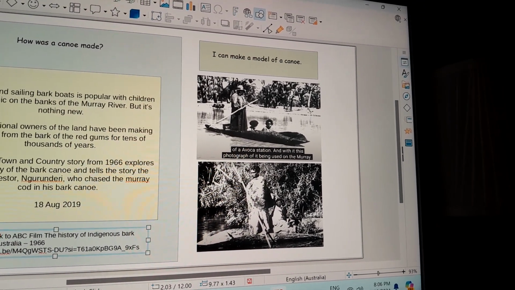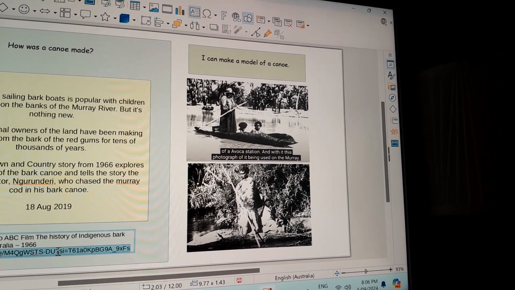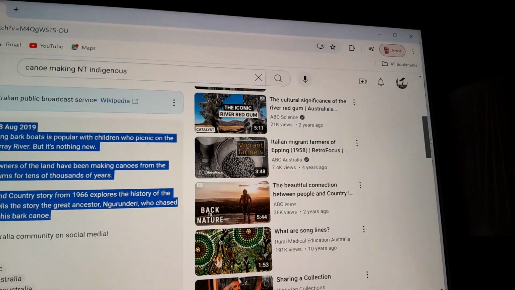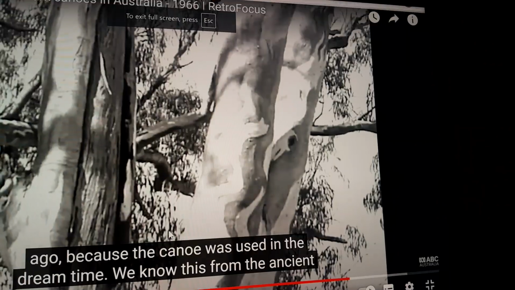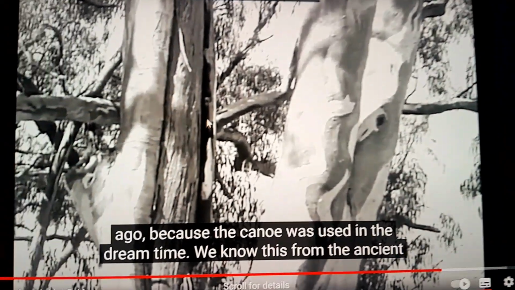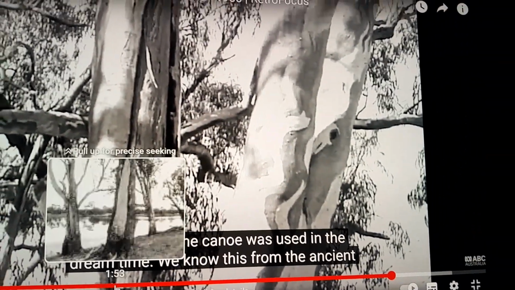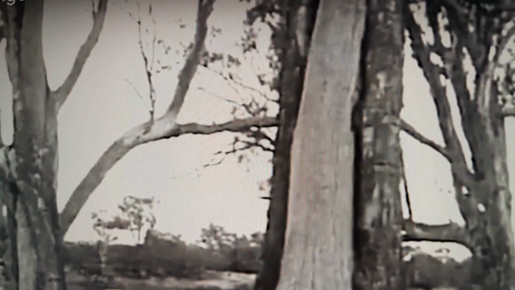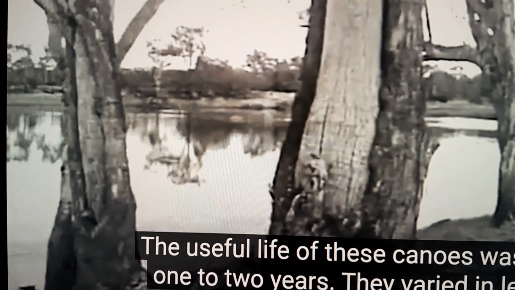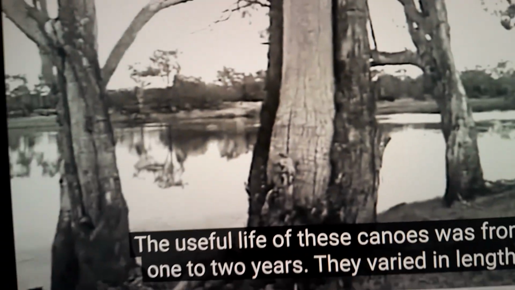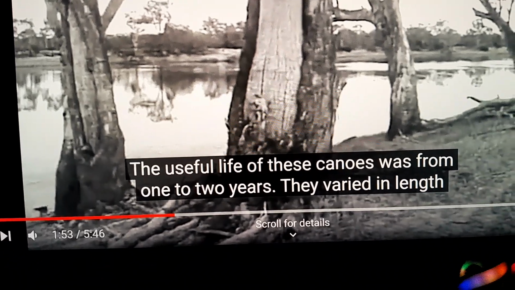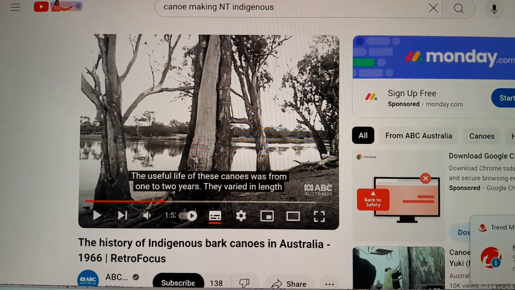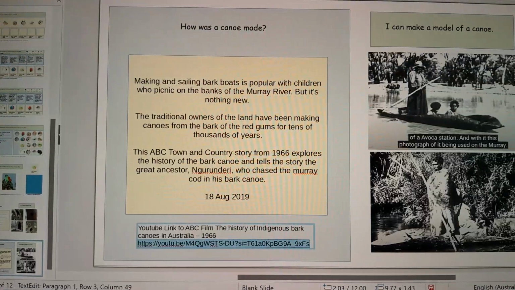Here we go. It also shows, so interesting, if you look at the tree, you can kind of tell what it was used for, like for example this one, and how big the canoe was. I find that really interesting. And this is the Murray River. I have not been able to locate a film just as good as this one based in the NT, which is why I used this.